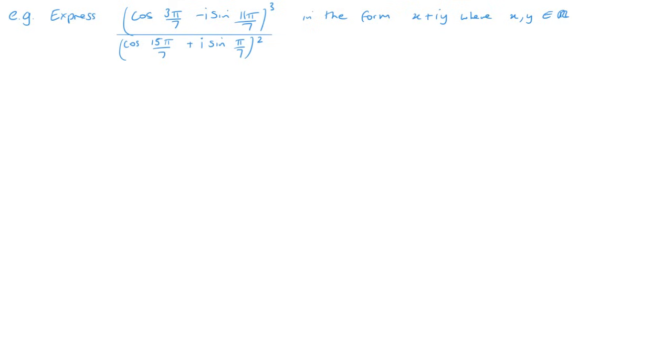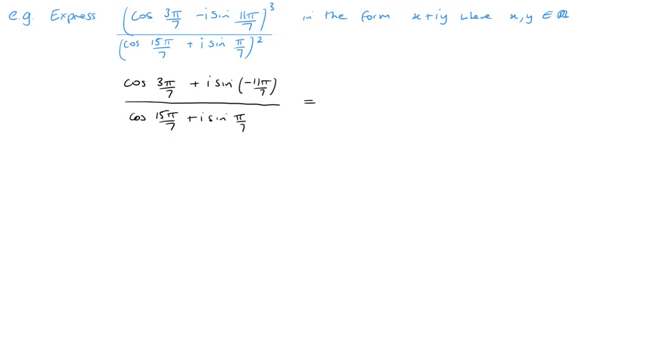So express this in the form x plus I y. So the first thing I want to do is change this minus sign here. So we have cos 3 pi by 7 plus I sine minus 11 pi by 7. And that is all over cos 15 pi by 7 plus I sine pi by 7.